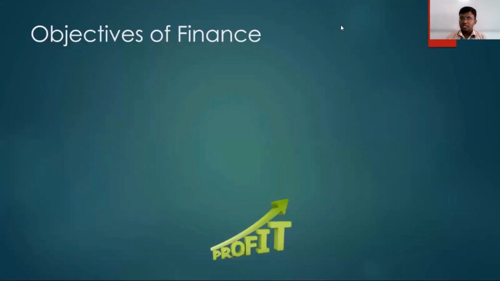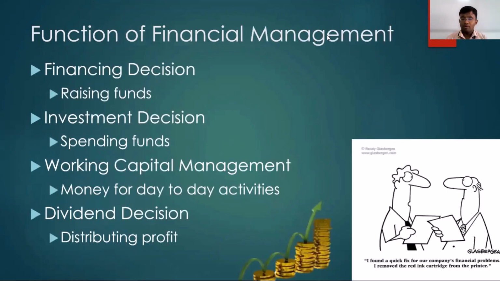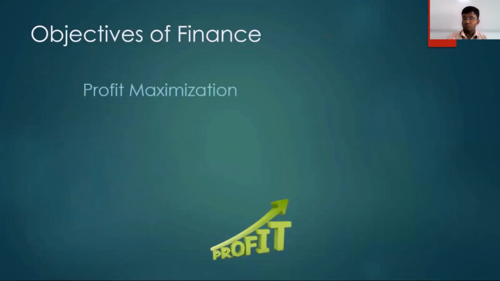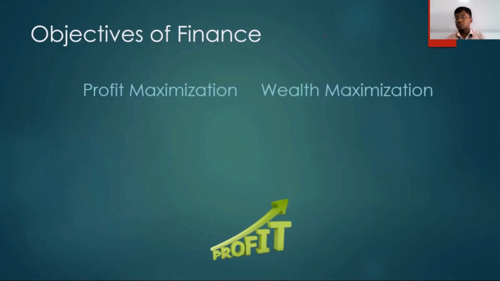Now, let's talk about the objectives of finance. Why do we really have finance, why are we learning finance as a subject? Why do organizations have finance departments? Why is it that every organization would look at creating certain job profiles, job roles of finance? What role do they have to play in the organization? When we talk about objectives of finance, there are two important objectives. First is called profit maximization. Second is called wealth maximization.